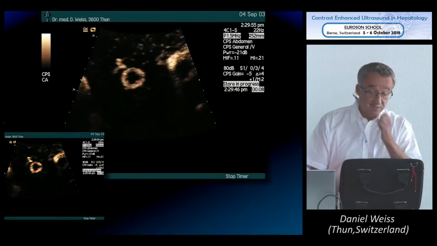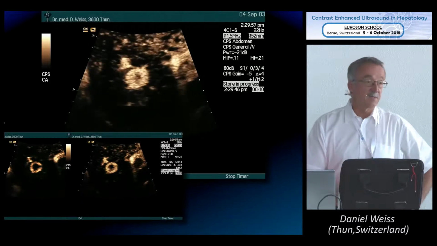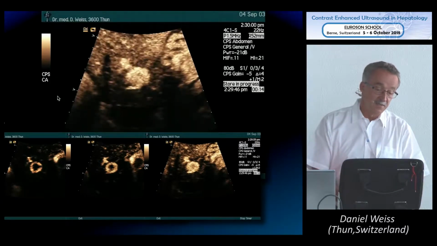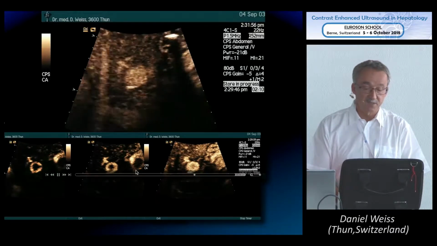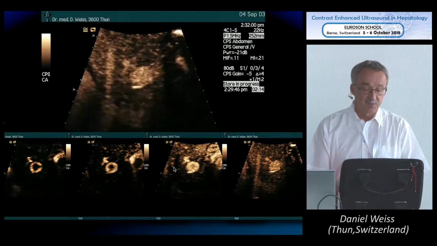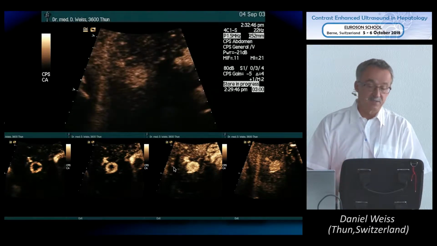Now let's do characterization. What you saw is an echo-poor lesion in an echo-rich liver, and you see very clearly this rapid filling from outside to inside. Nodular enhancement, rim enhancement, so no washout. This is a hemangioma.